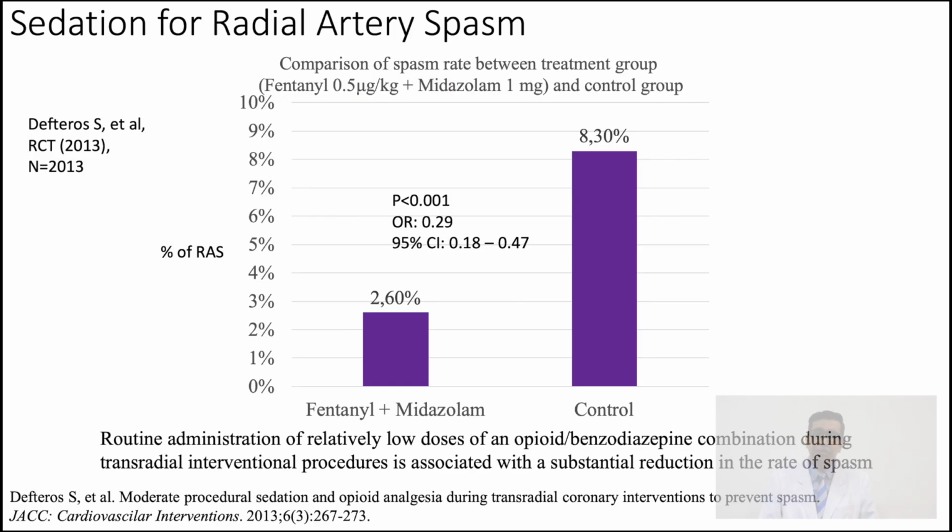The evidence for the use of sedation for radial artery spasm can be seen from the largest study on this treatment, showing that the use of fentanyl and midazolam was associated with a substantial reduction of radial artery spasm compared to placebo, 2.6% versus 8.3%.